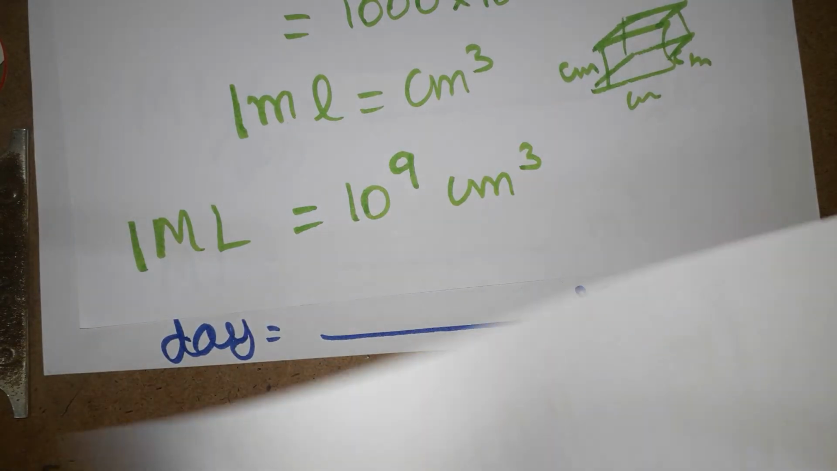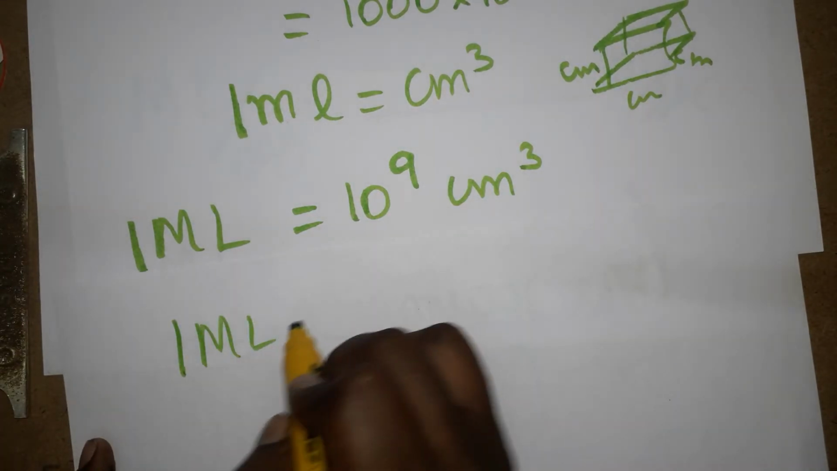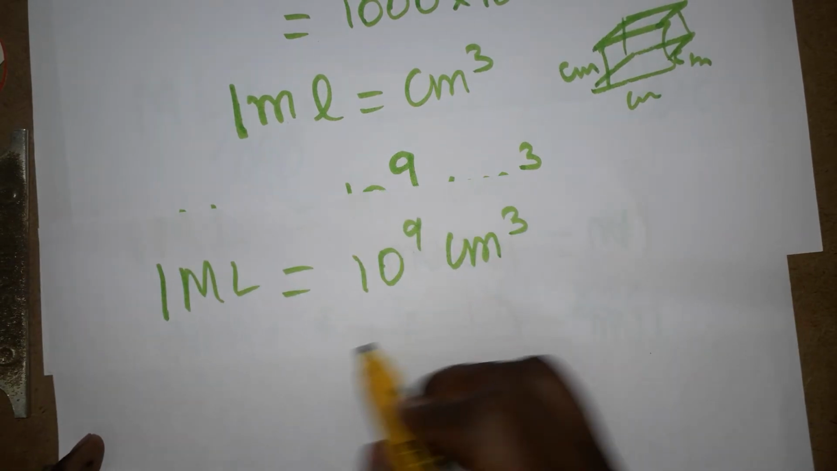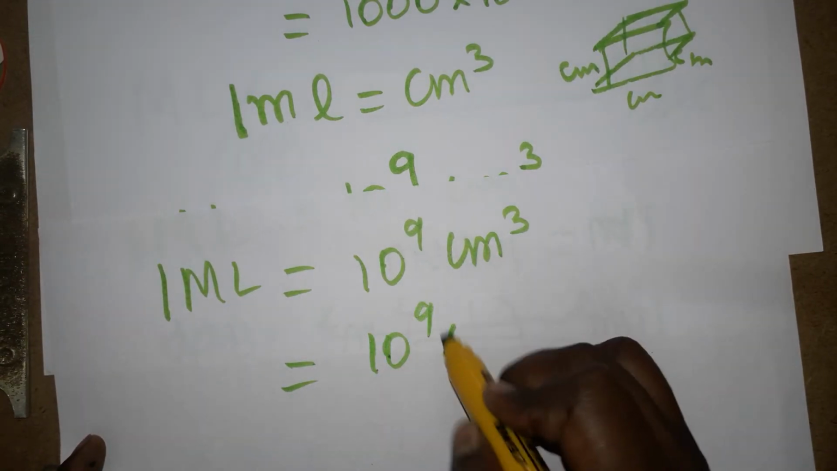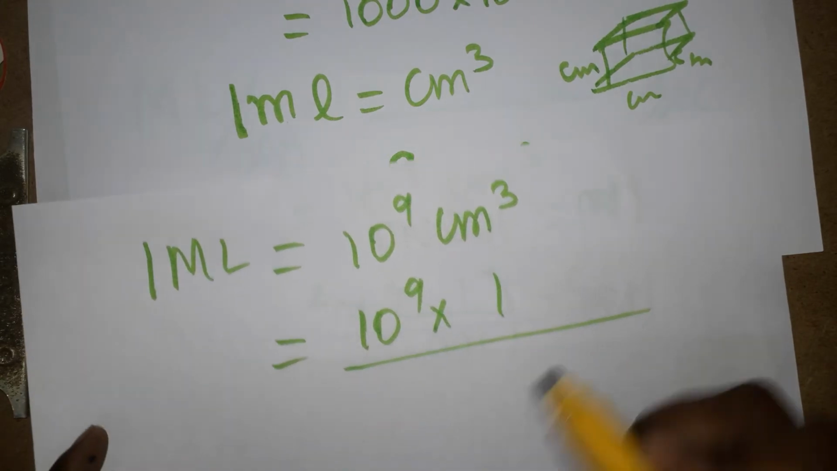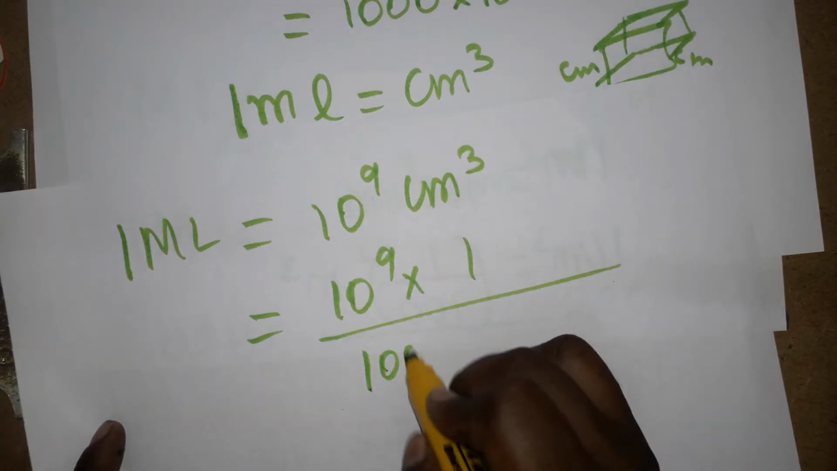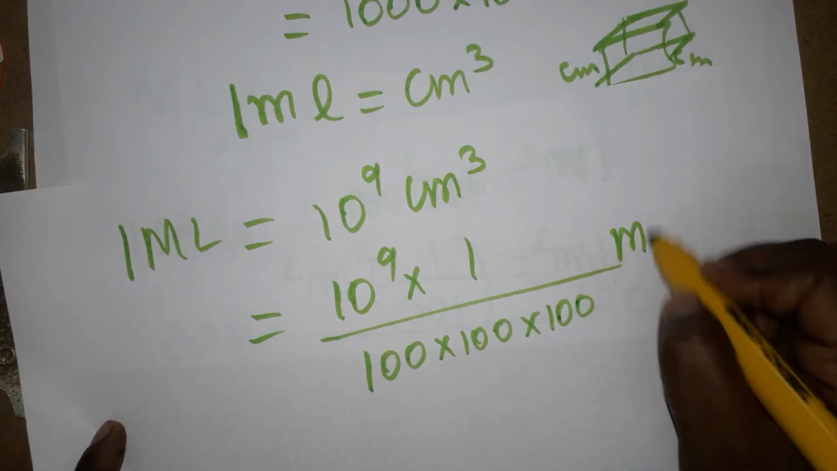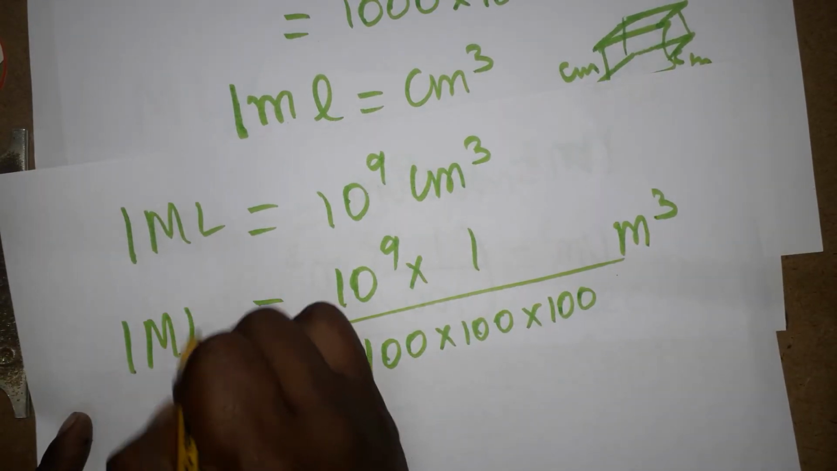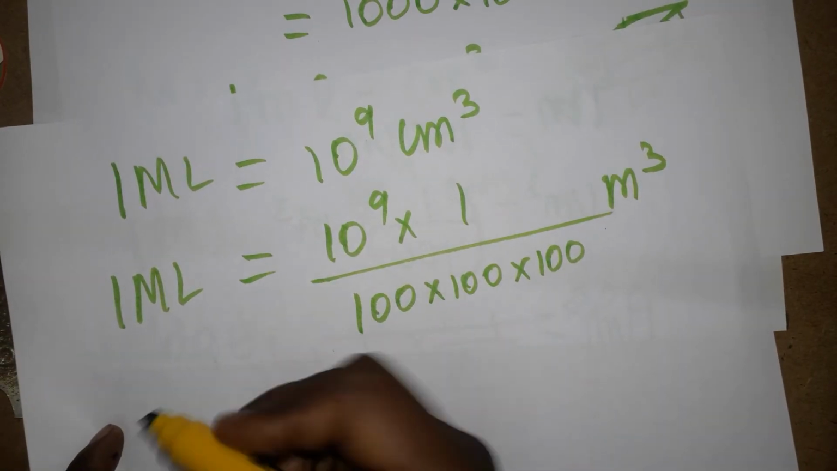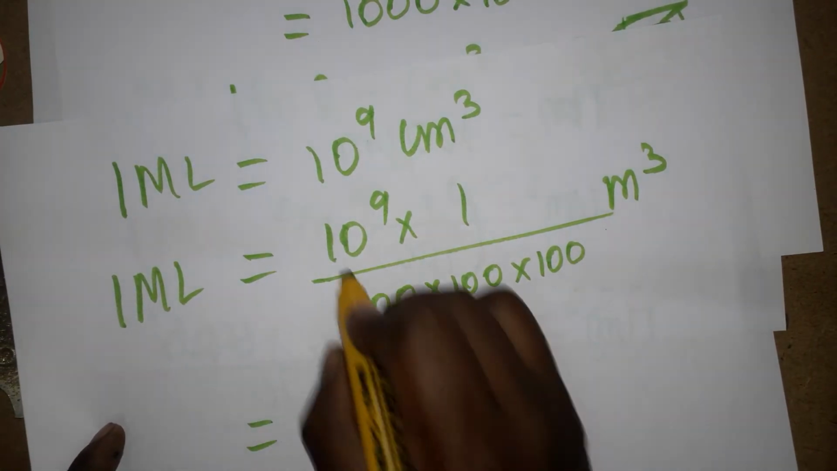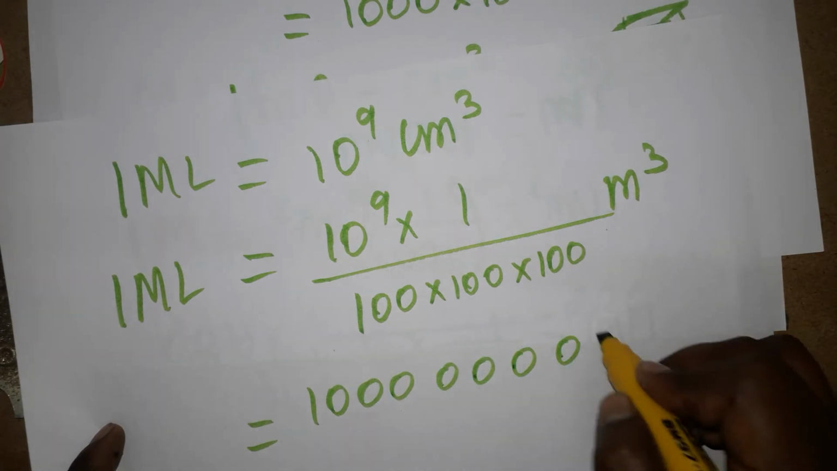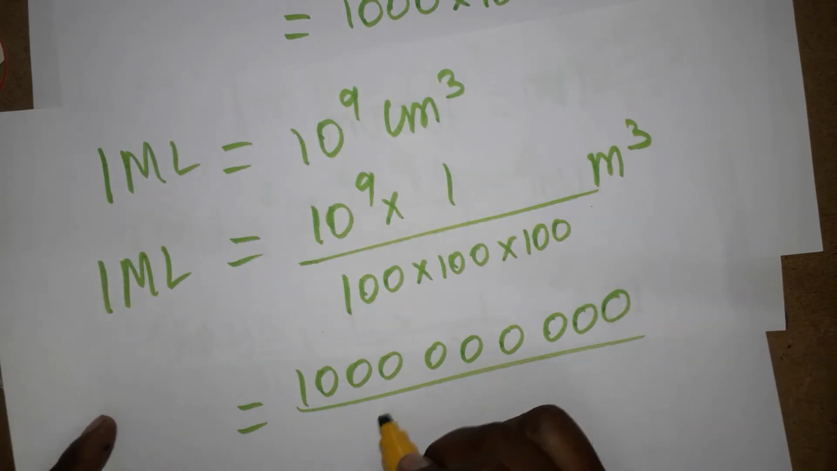So, continuation of this one. 1 megaliter is equal to 10 power 9 centimeter cube. 1 centimeter cube is 1 divided by 100 into 100 into 100 meter cube. Now I got what is 1 megaliter, or million liter, it will be the same. Here 9 zeros will be there. In the denominator 6 zeros will be there.